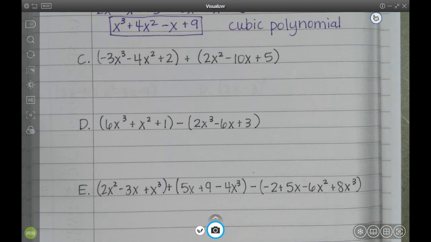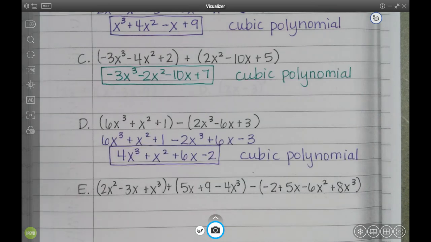Okay, go ahead and do those next 3 without me, and we'll check them. Here are the answers to part C and part D.